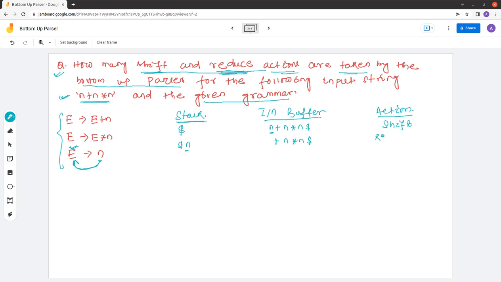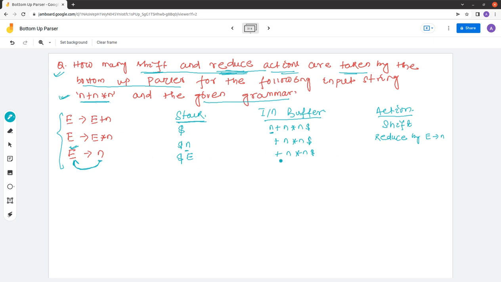That means reduce by E to n. So now we'll replace this n by capital E. The input buffer is plus n star n dollar. Now we cannot handle this capital E, because there is no capital E alone on the right side of any production.